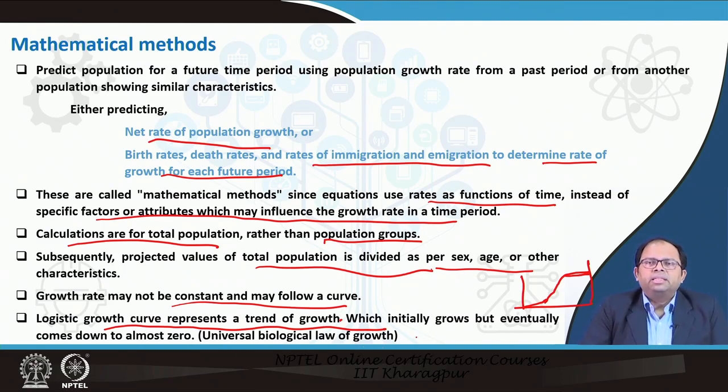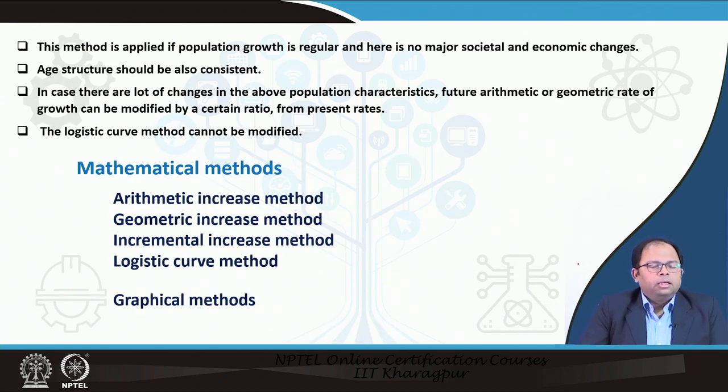Many things in nature actually show this kind of growth pattern, and that is why in many cities or urban areas where there is normal growth and no special event, we can follow a logistic growth curve and it gives very accurate results. So, this method is applied if population growth is regular and there are no major societal and economic changes, and the age structure should also be consistent. That means the age structure also doesn't go through very radical changes.